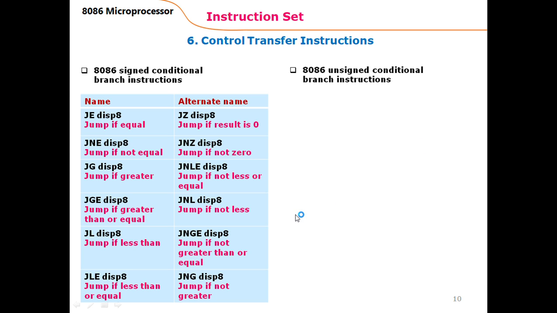Similarly, JLE means jump if less than or equal, so the jump will happen if this condition, less than or equal, is satisfied. And finally there is JNG, jump if not greater, and if the condition is satisfied, the jump will happen to this displacement.